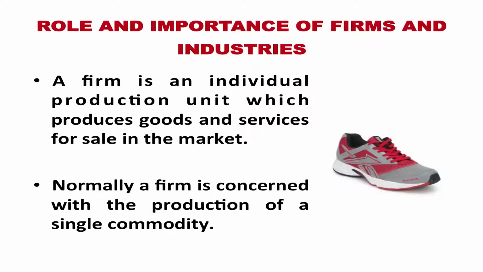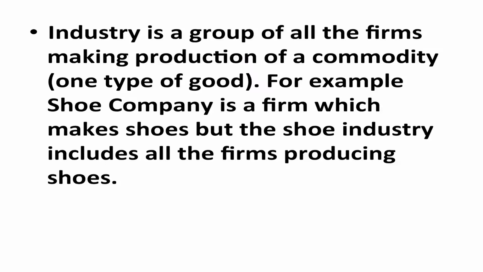Let us now also understand the role and importance of firms and industries in production. A firm is an individual production unit which produces goods and services for sale in the market. Normally, a firm is concerned with the production of a single commodity. An industry, on the other hand, is a group of all the firms making production of a commodity, which is one type of good. For example, a shoe company is a firm which makes shoes, but the shoe industry includes all the firms producing shoes.